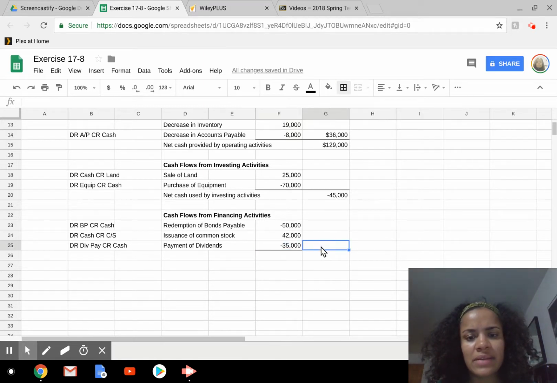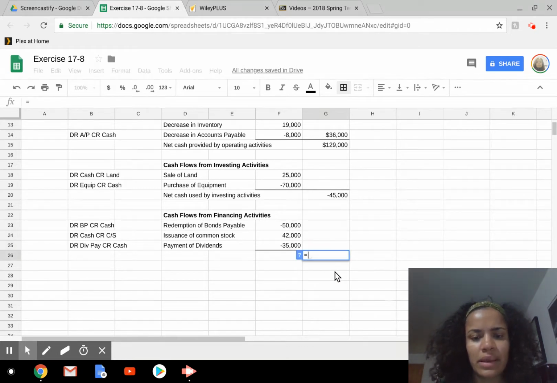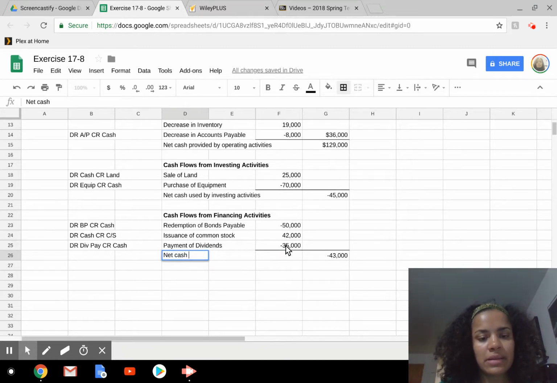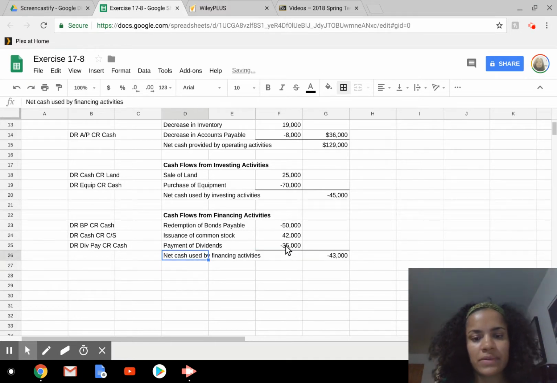So at this point, we can actually just add up everything that exists over here for our financing activities. And so when we look at it, and again, I'm not going to take my chances, for some reason my formula sum is not working that well. We can see that it's a negative 43,000. So you can say net cash used by financing activities.